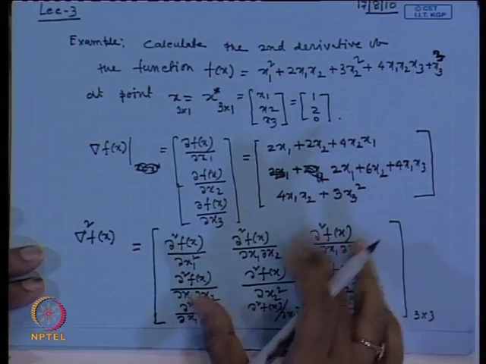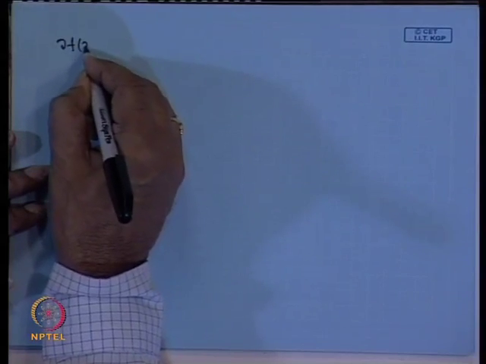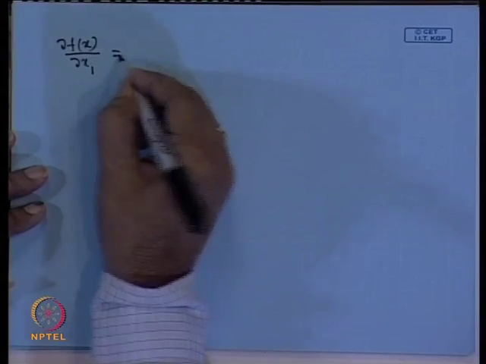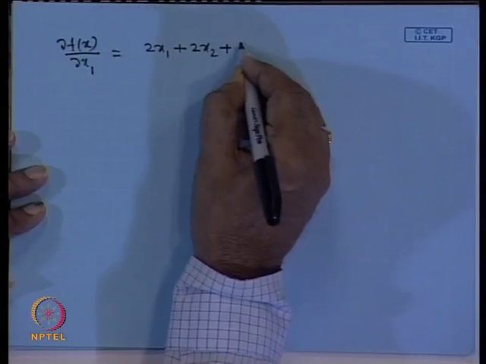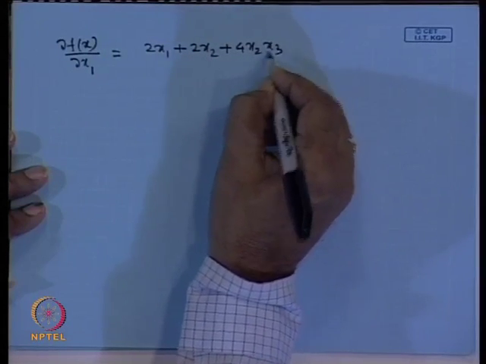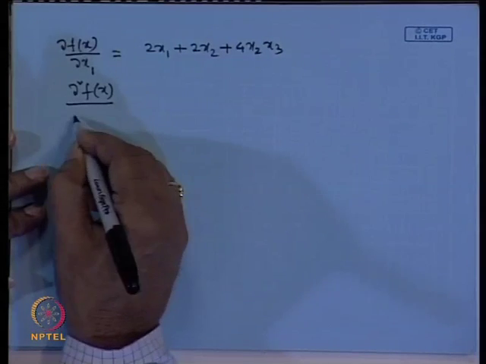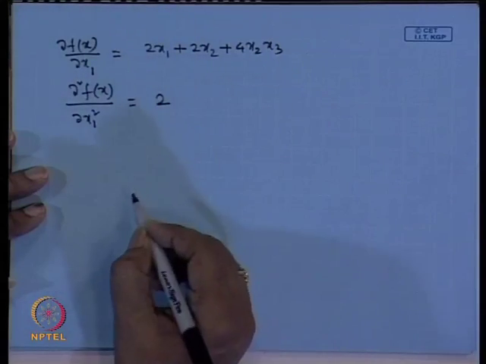These are all identical, the off-diagonal positions of this one. So, one has to calculate this one. We know del f of x with respect to x 1, that value is 2 x 1 square plus 2 x 2 plus 4 x 2 x 3. So, once again you differentiate this with respect to x 1, that value will come 2 only.